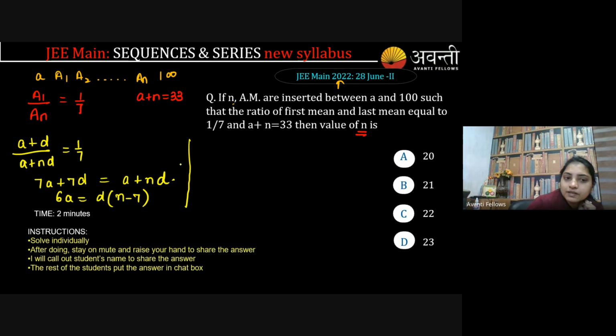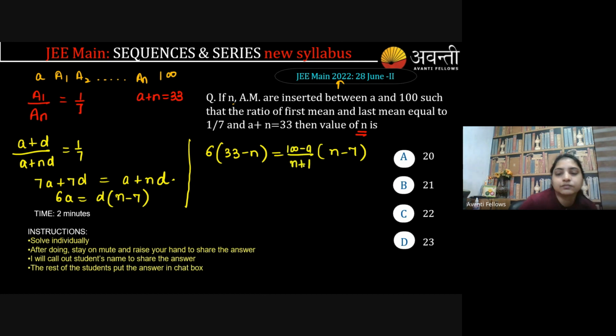I need to calculate n, so I need to replace A. 6 into (33 minus n) is equal to (n minus 7), and I can put the value of D, that must be equal to (100 minus A) divided by (n plus 1). Agree? So (100 minus A), again A is 33 minus n, so (100 minus 33 plus n) divided by (n plus 1) into (n minus 7). Solve this equation for n, calculate n. Can you find that?